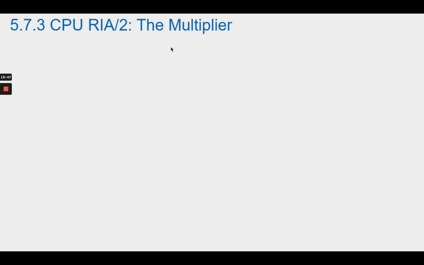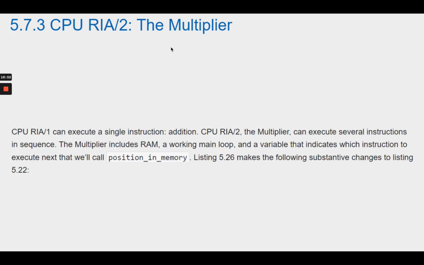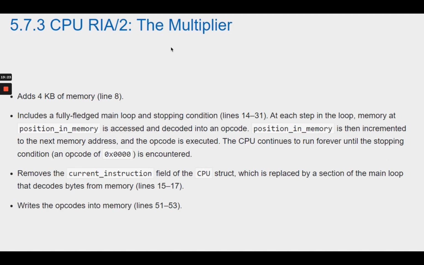Section 5.7.3. CPU RIA/2, the multiplier. CPU RIA/1 can execute a single instruction, addition. CPU RIA/2, the multiplier, can execute several instructions in sequence. The multiplier includes RAM, a working main loop, and a variable that indicates which instruction to execute next that we'll call position_in_memory. Listing 5.26 makes the following substantive changes to listing 5.22.